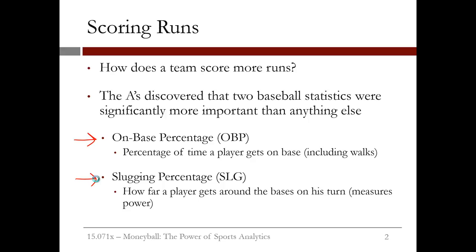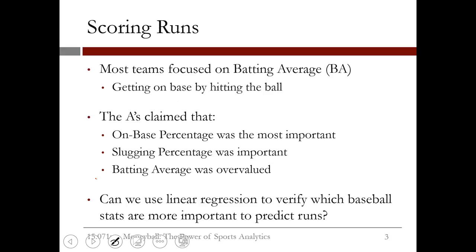power of a hitter. Most teams and people in baseball focused instead on batting average, or BA, which measures how often a hitter gets on base by hitting the ball. This focuses on hits instead of walks. The Oakland A's claimed that on-base percentage was the most important, slugging percentage was important, and batting average was overvalued.